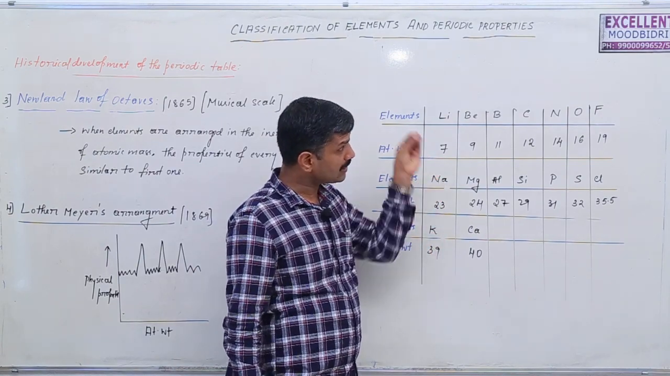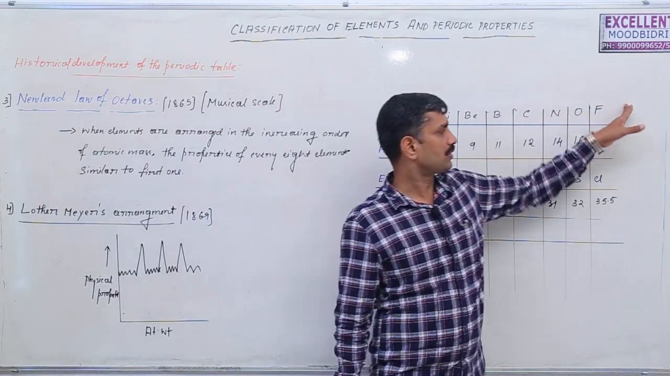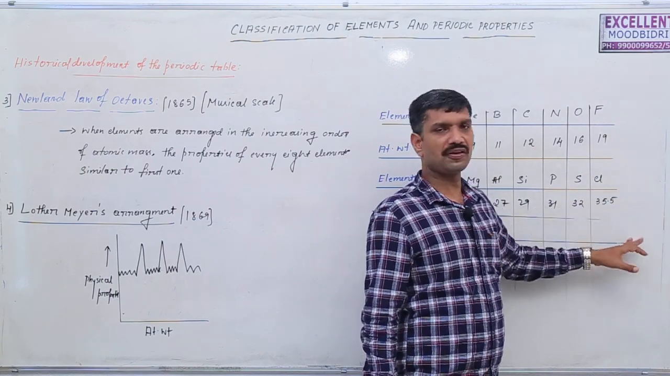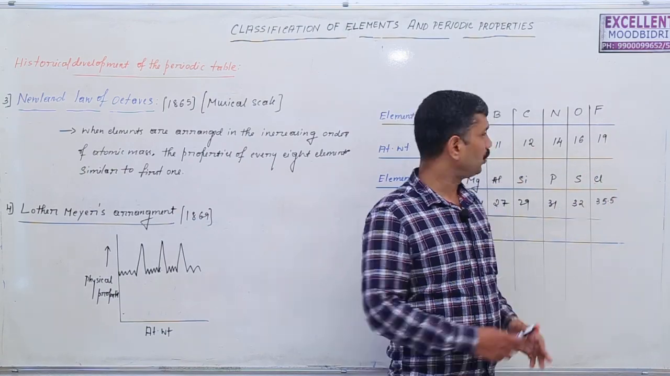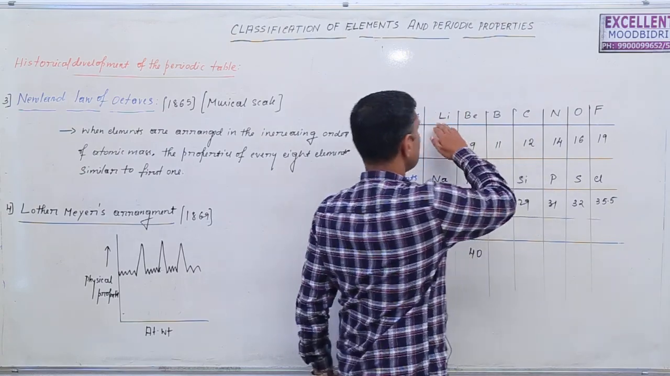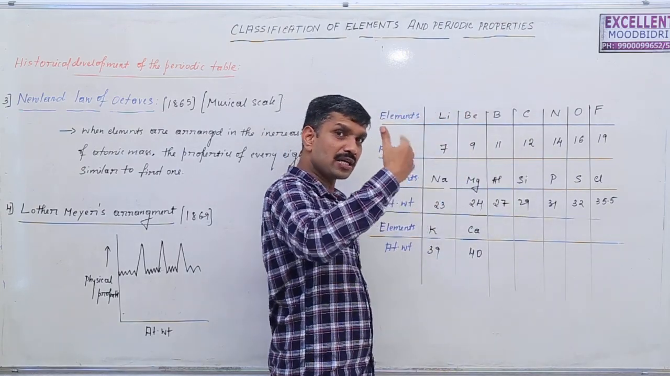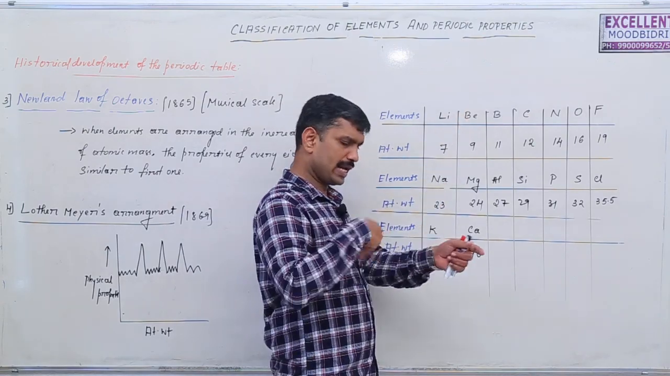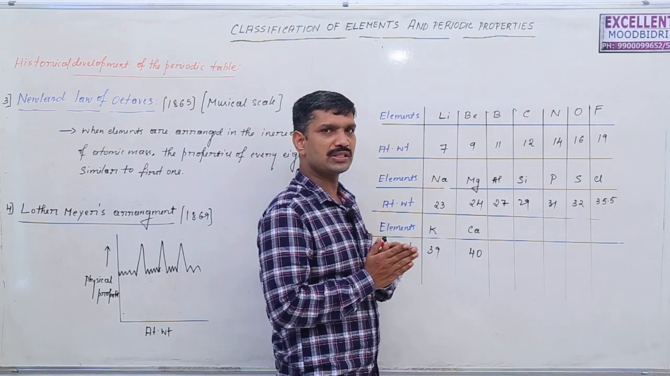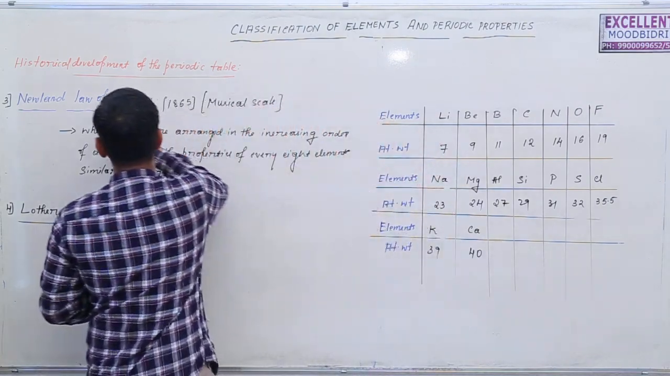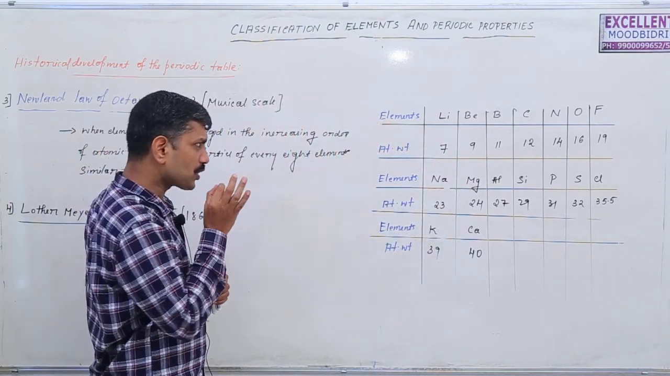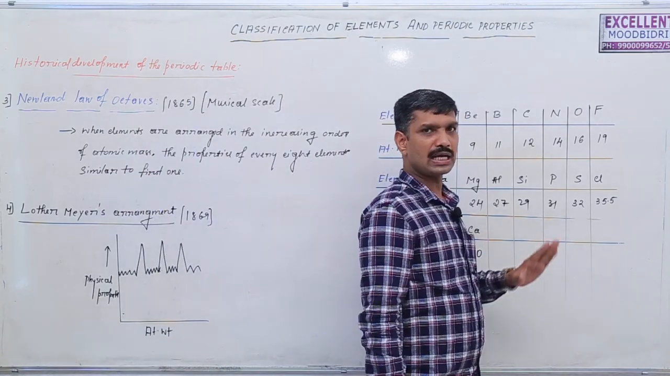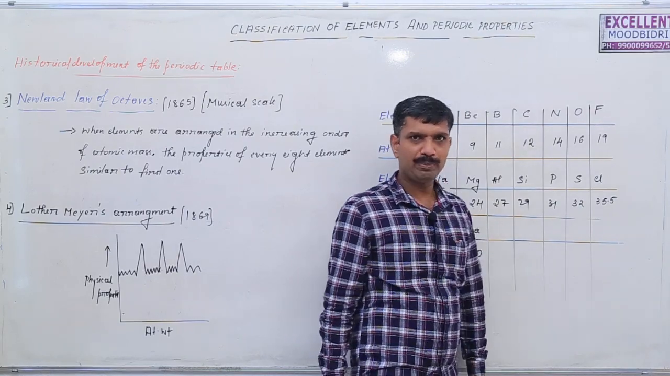But one more point: at that time, the noble gases like neon, argon, krypton, etc., were not discovered. Only these elements were discovered, and the discovered elements were arranged on the basis of atomic mass. Every 8th element and the first element have similar properties. That is called Newlands' law of octaves. The main drawback is that it is applicable only up to calcium. Beyond calcium, this table is not applicable.